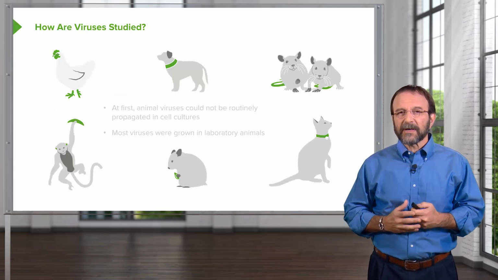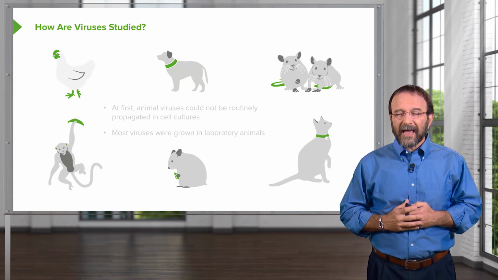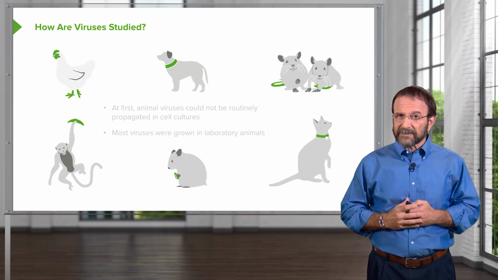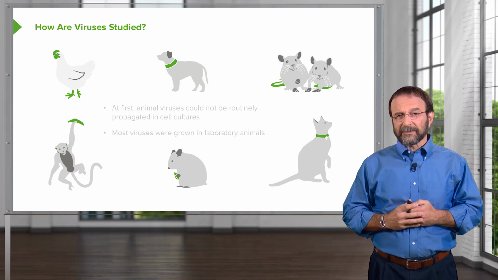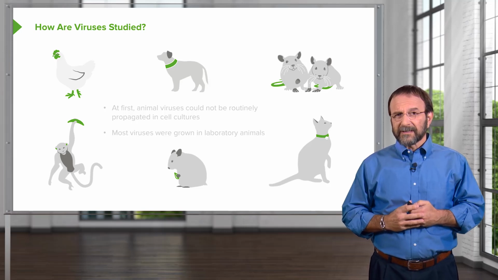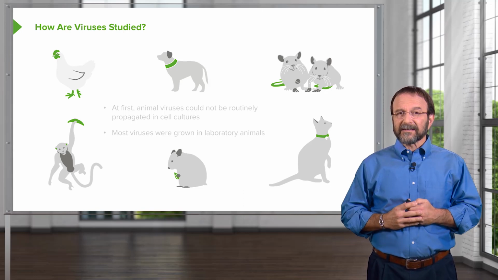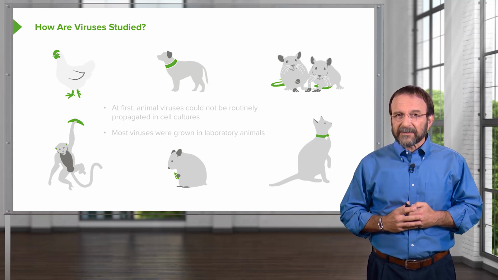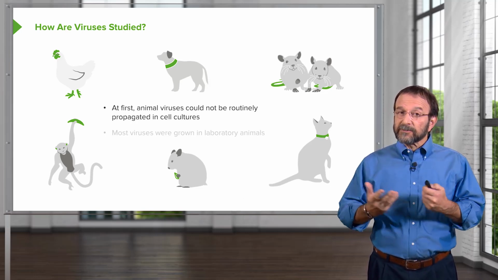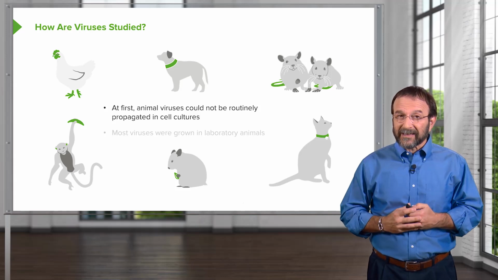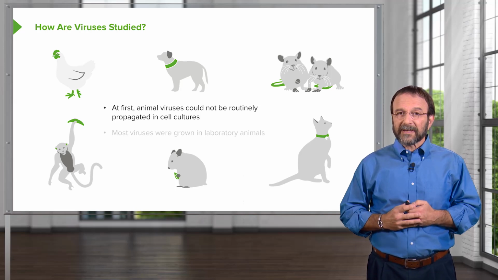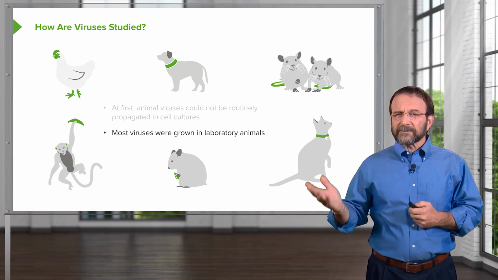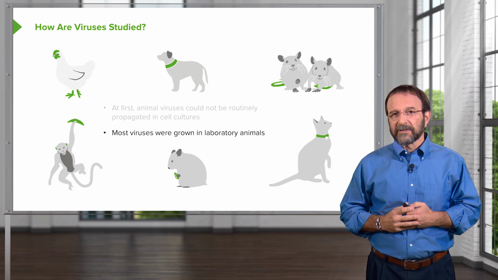Let's first start by talking a little bit about how we study viruses. Now, you remember from our introductory lecture that animal viruses were discovered around the end of the 1800s. But for many years, these viruses could not be routinely studied in cells in culture. They had to be studied in laboratory animals, and laboratory animals of all sorts were used. Some of them are shown here.